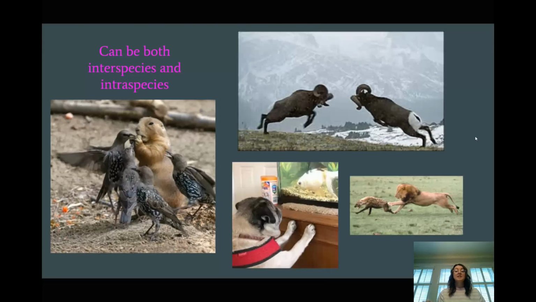Competition in this competitive exclusion principle can be interspecies or even intraspecies. Interspecies means between 2 different species. Intraspecies is within the same species.